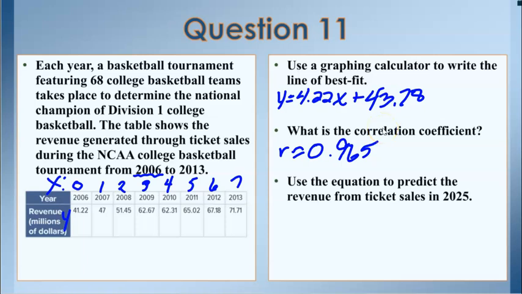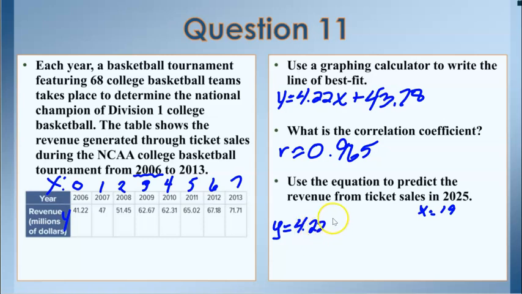Now we're going to use the equation to predict the revenue from ticket sales in 2025. So we need to know how many years after 2006 is 2025. That means the years would be 19. So X would actually be 19. So I'm going to find out what Y is.